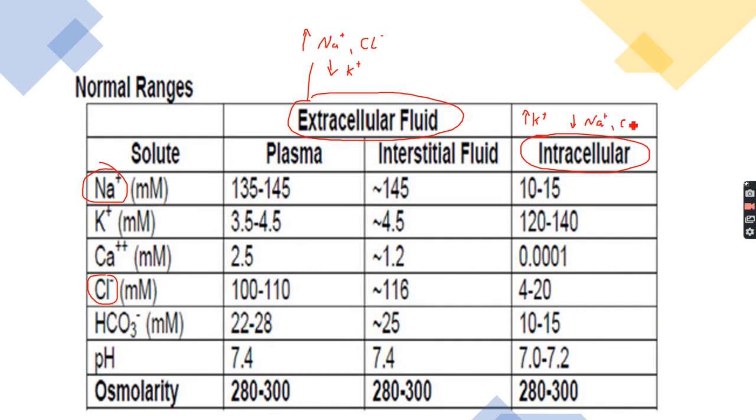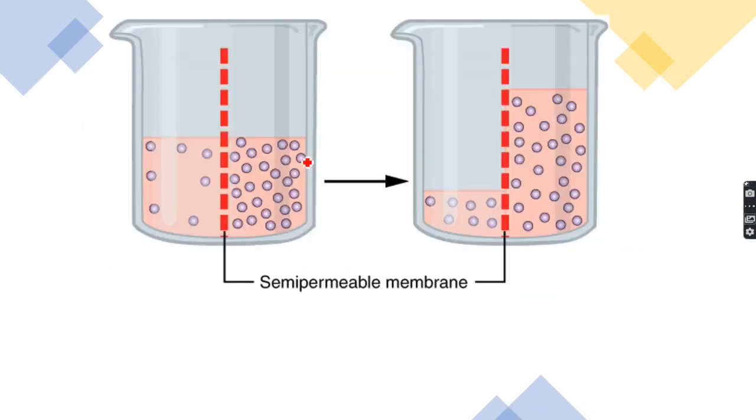Osmolarity is the measure of the number of osmotically active particles in a solution, measured in osmoles per liter. And this is generally around 280 to 300 in each of our body compartments. We'll talk more about what osmosis and osmolarity mean in the next slide. What do I mean by osmotically active particles? These are particles which essentially draw water towards them.